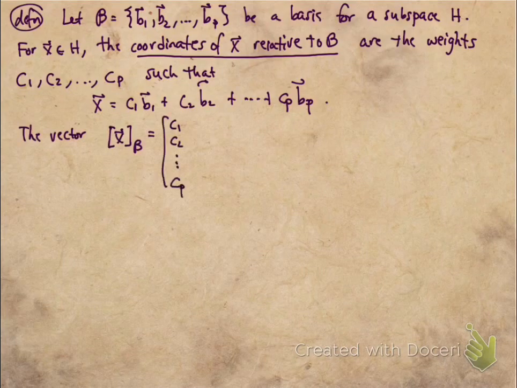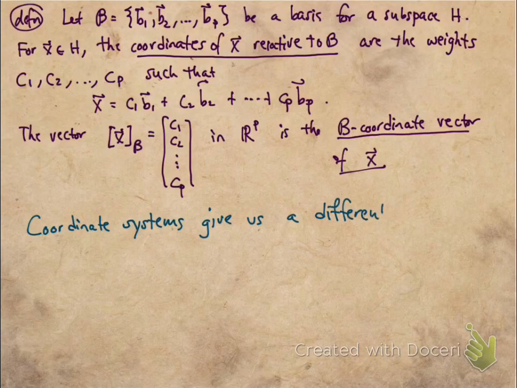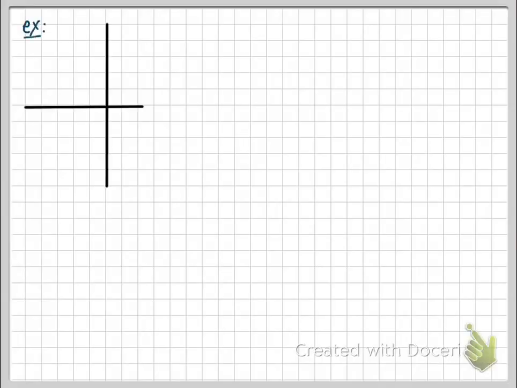The vector notation, x with square brackets around it and a subscript of b, consisting of the weights c1 up to cp. This is a vector in Rp. This is called the b-coordinate vector of x. So one way to think about coordinate systems is they give us a different way to describe points in our space. So let's take a look at an example.